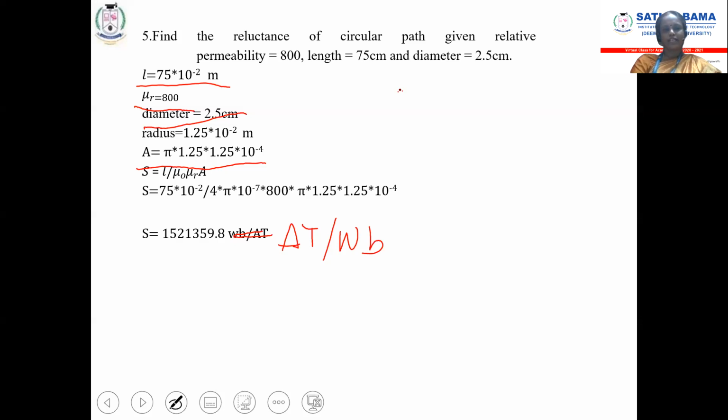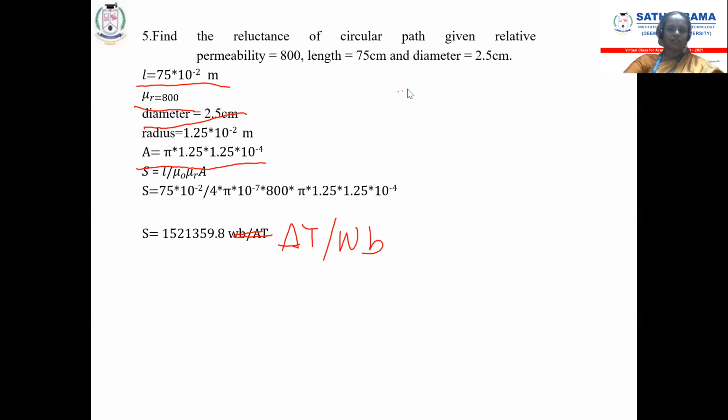Shall we move on to the next problem? I think the problems are not much complicated. You just have to remember the formulas, substitute the values, and then you will get the answer easily.